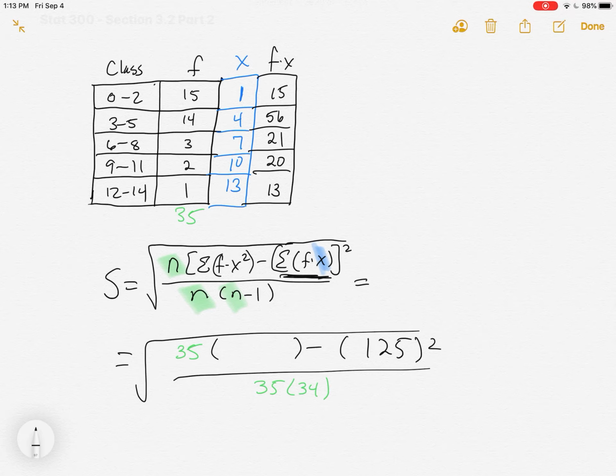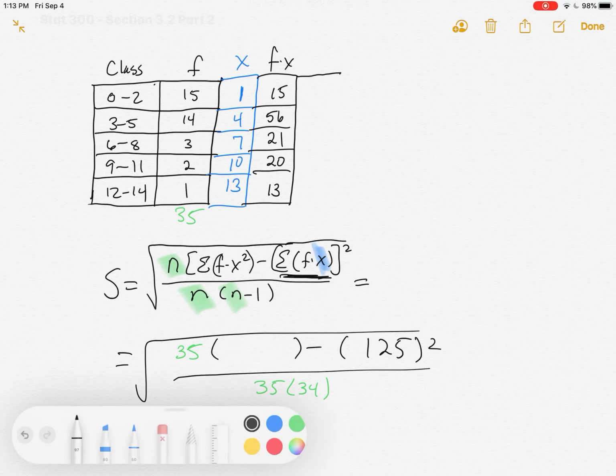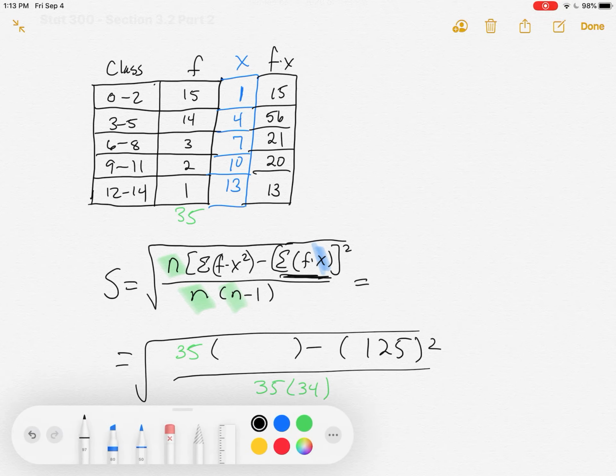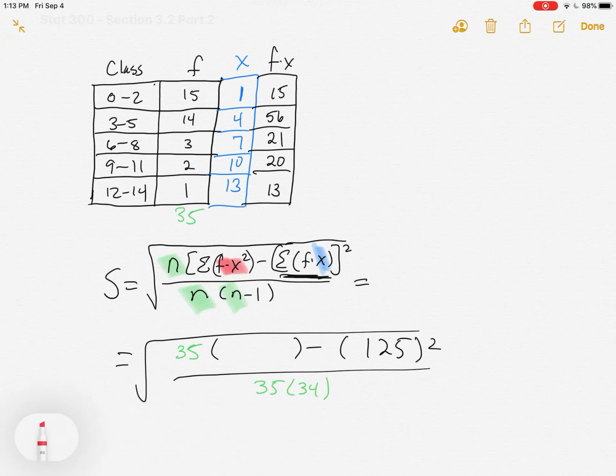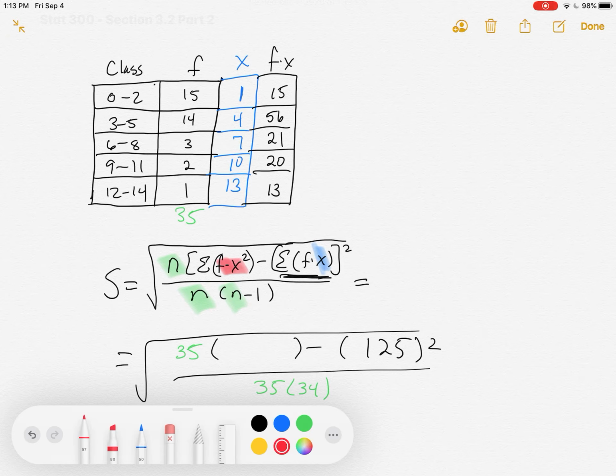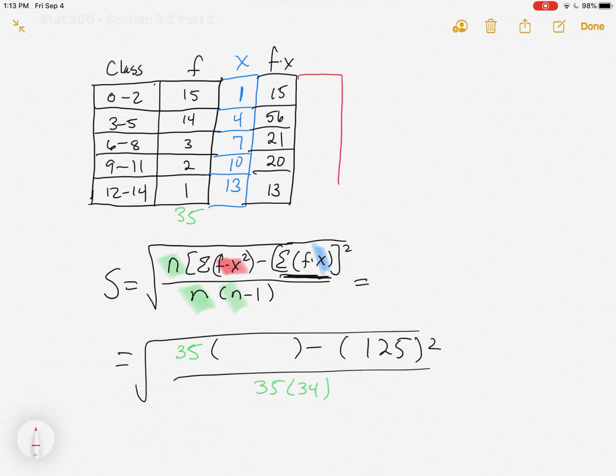Now we need to get the sum of the f times x squareds. And so I'll highlight that in red. Actually, let me do something really quick. Let me get rid of that line I did and come in here with the red highlighter. This is the one we're working on next. And what are we going to do? We're going to create a red column, and that red column is going to be exactly that, f times x squared.